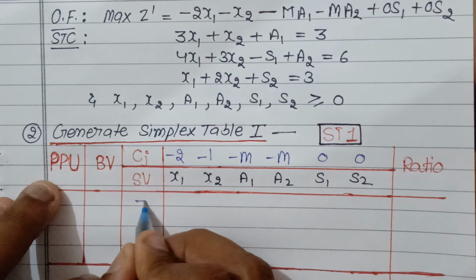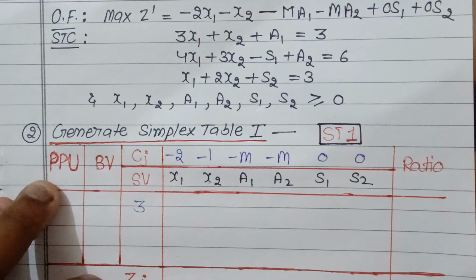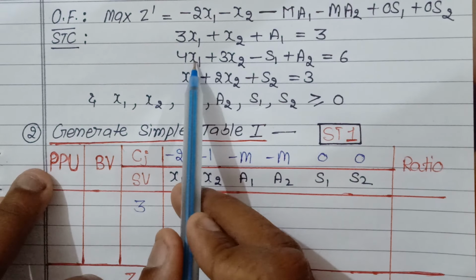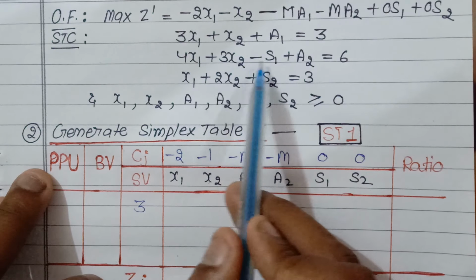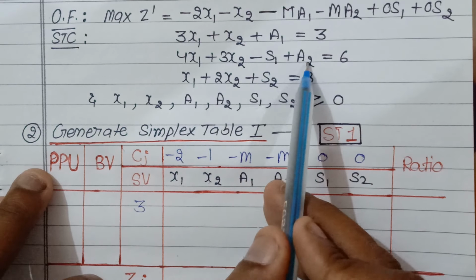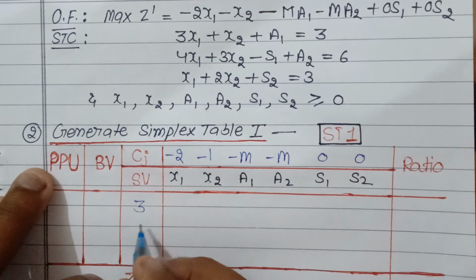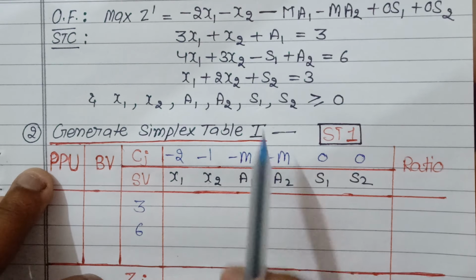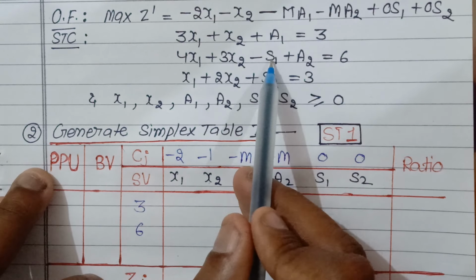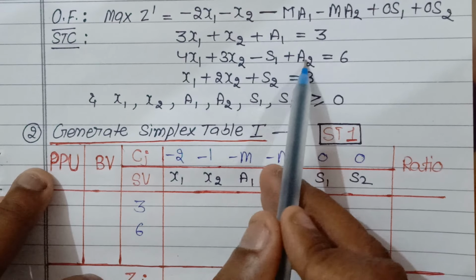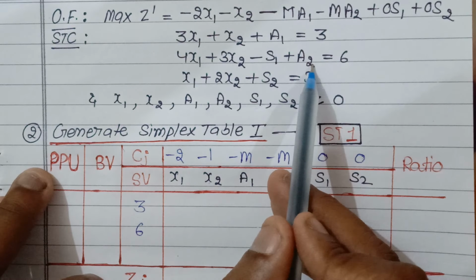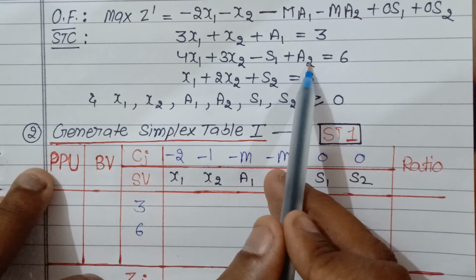So let us write here as a solution variable 3. This is the initial basic feasible solution. Similarly, for equation 2, if you write x1, x2 and s1 as 0, then a2 comes out to be 6. If you have both a surplus and an artificial variable, then you always have to give preference to the artificial variable.